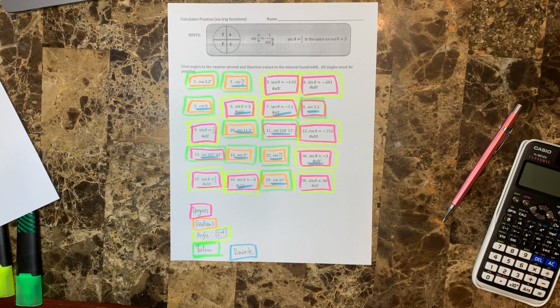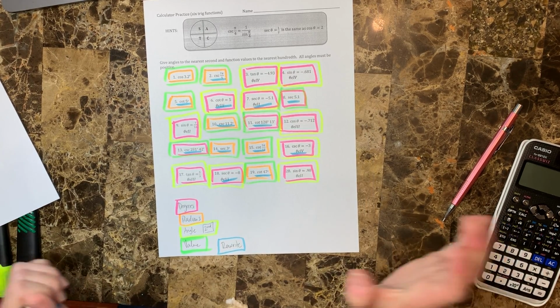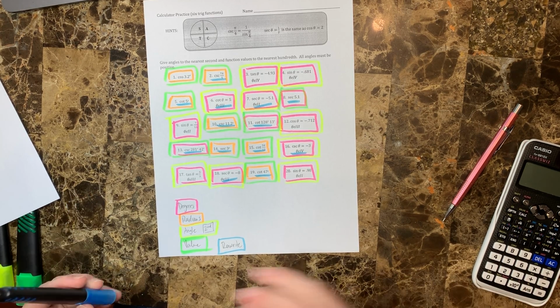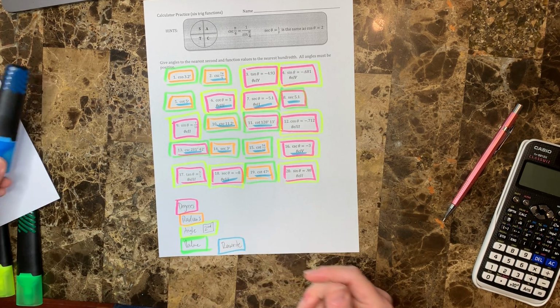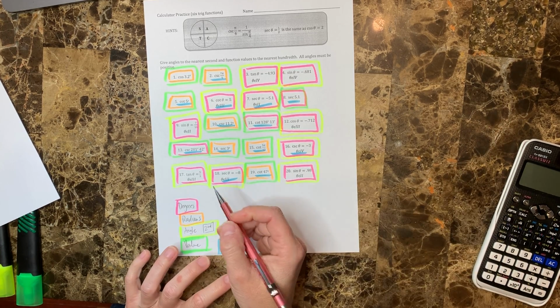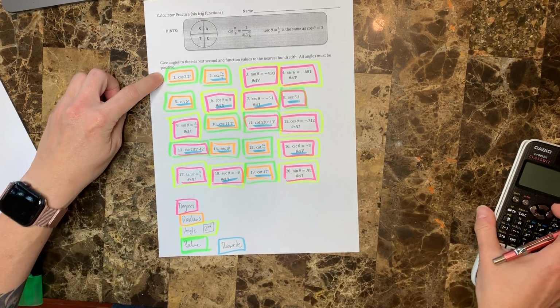Okay, so I have this all color-coded now. We're going to do 5 of them together, and then I'll leave the other 15 to you, all right? And the answer key is posted. So the first one I'd like to try is number 1, okay?